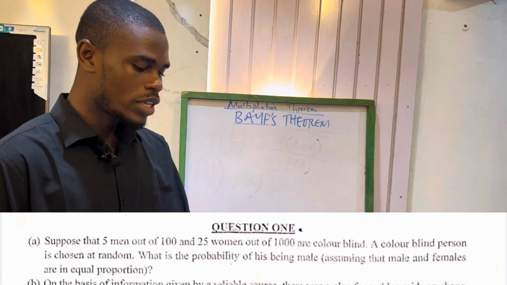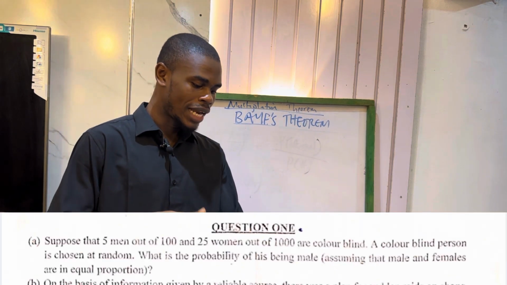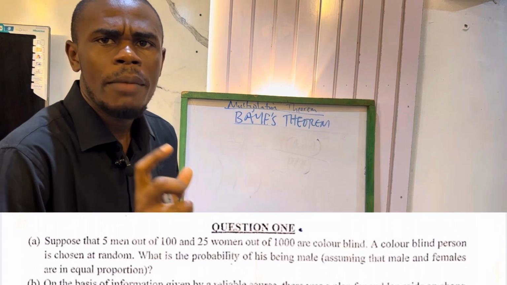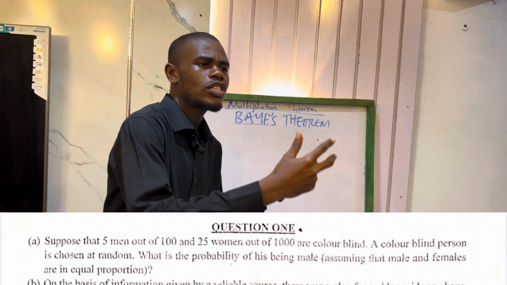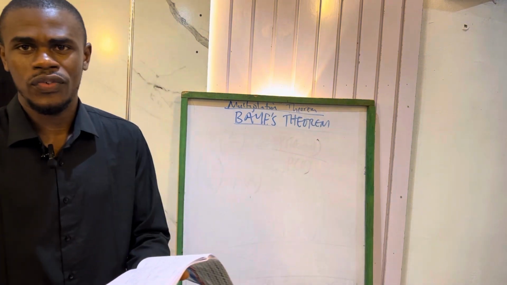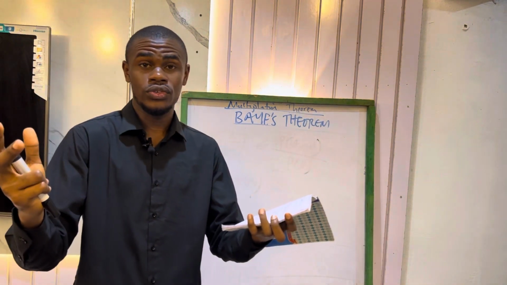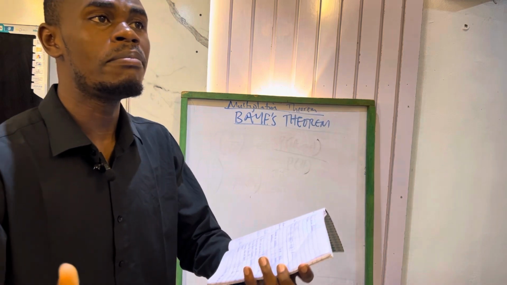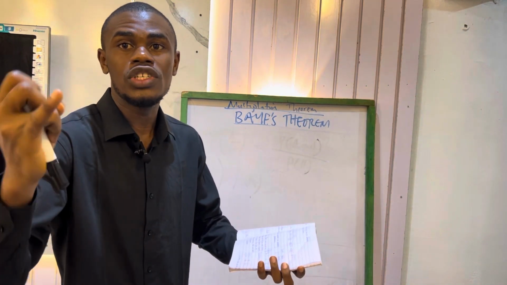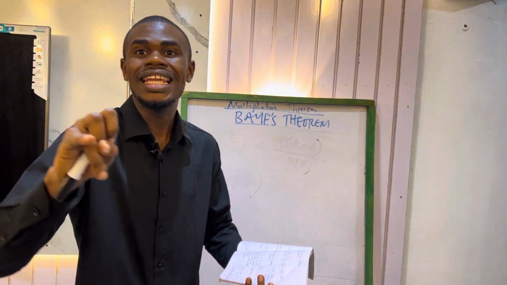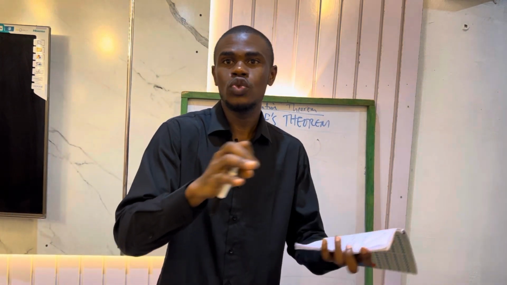The example is about, suppose that 5 men out of 100. Questions under Bayes' theorem always go in this form: suppose a certain stuff out of a certain stuff. So we have two different scenarios. We are considering a factor such as age, and we are also considering gender, between male and female.